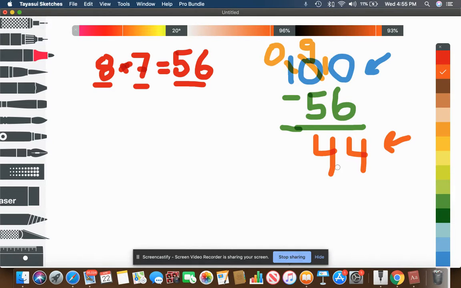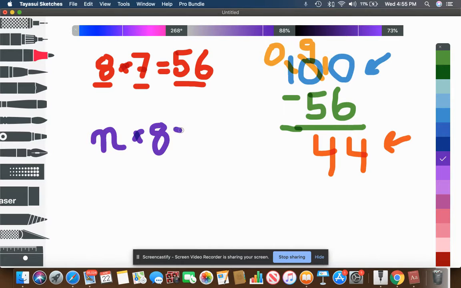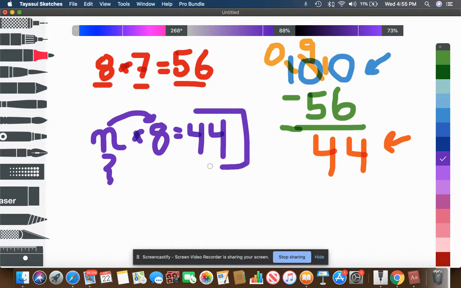Alright, now I'm going to write a number sentence here. Let's use purple. Something times 8 that equals 44. Alright. Now I want to figure out the n here stands for how many more days does he need to eat 8 ding dongs in order to get to the 44 that will get him to 100.